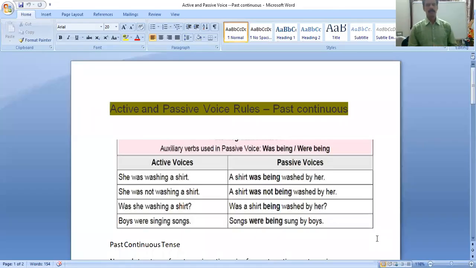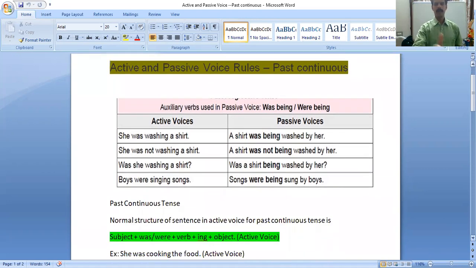Here, see, I hope that you can see. The auxiliary verbs which we use in the past continuous are was being and were being. These two only we use. She was washing a shirt. A shirt was being washed by her. If you say, she was not washing a shirt, a shirt was not being washed by her. Was she washing a shirt? Was a shirt being washed by her?